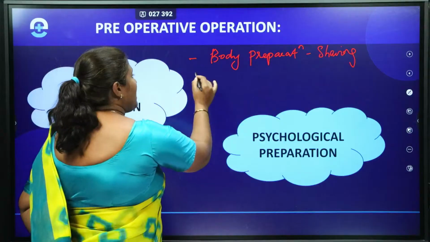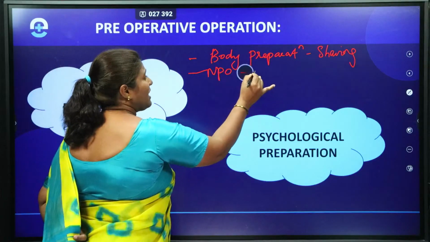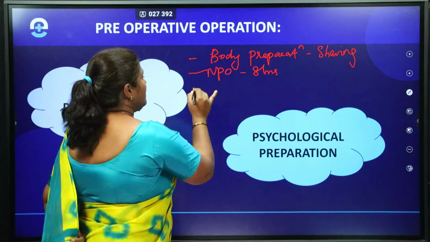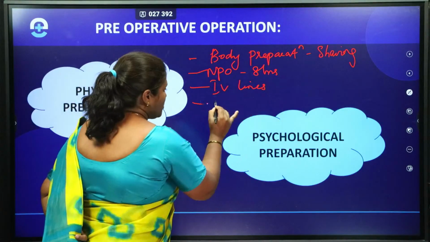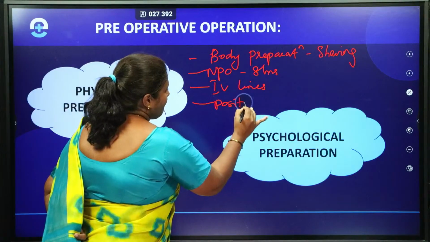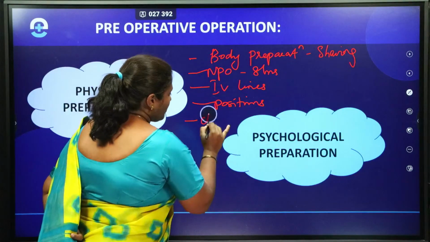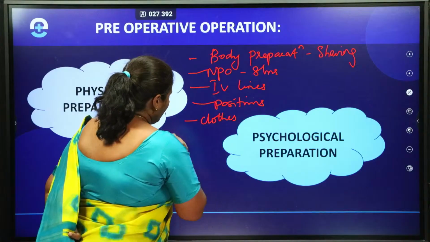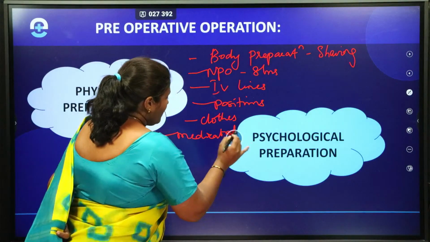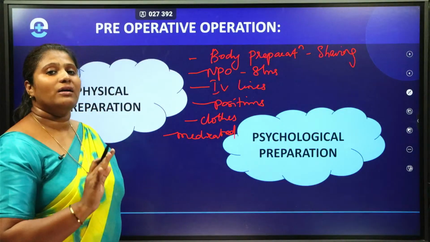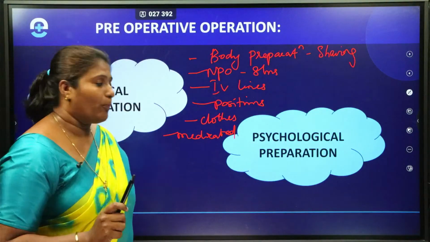Next, NPO. We need to start NPO for 8 hours. Physical preparation also includes IV lines, positions, clothing, then medicated bath. All of this you need to do in the preparation of preoperative care.